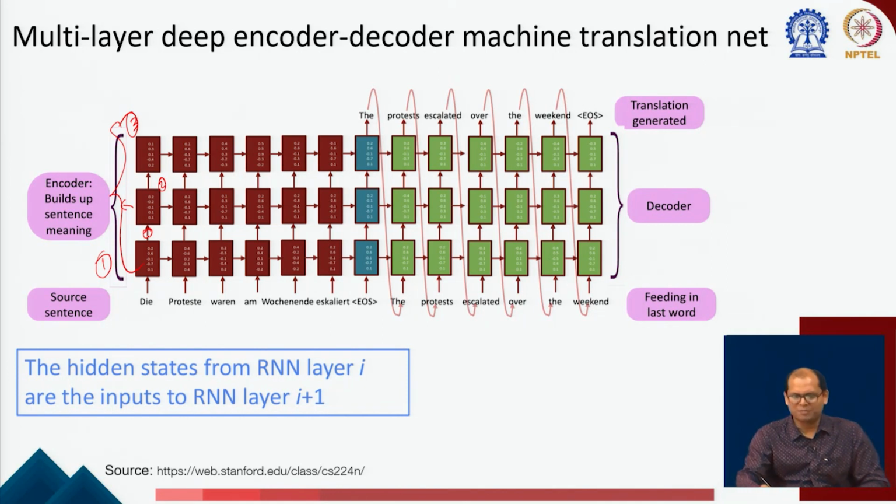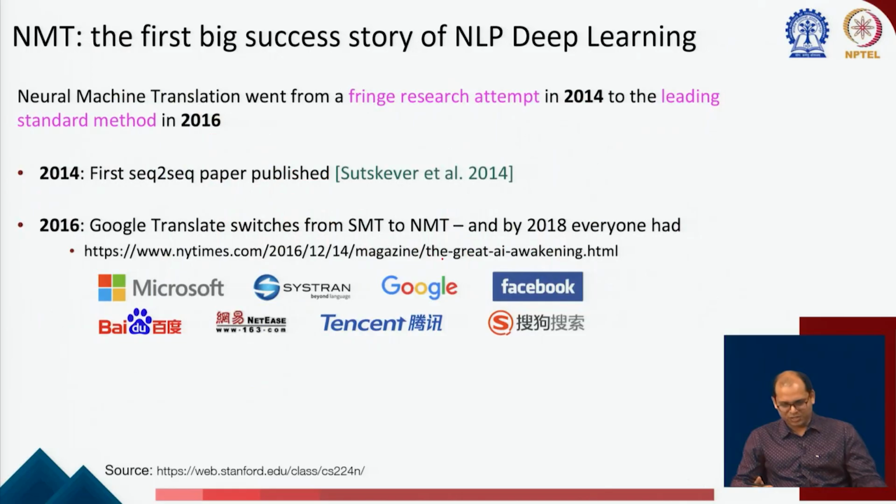So, the decoder also may have multiple RNNs, and the hidden state here gives you the input and so on, and only at the top, final layer do you make the prediction of the word, and that goes as the input for the next RNN, very similarly. And these were the kind of models that were used for translation in production.